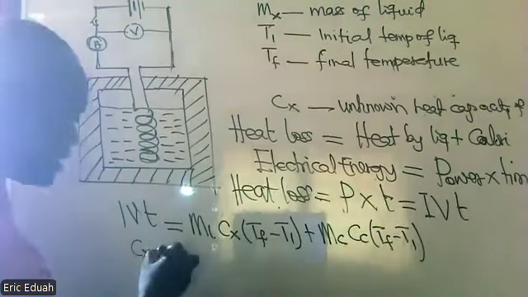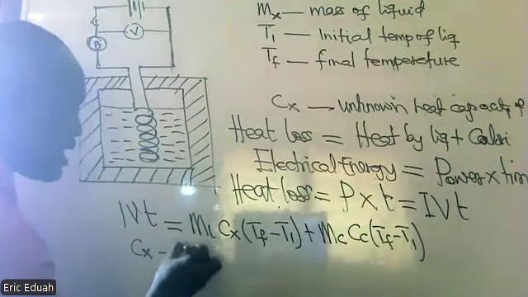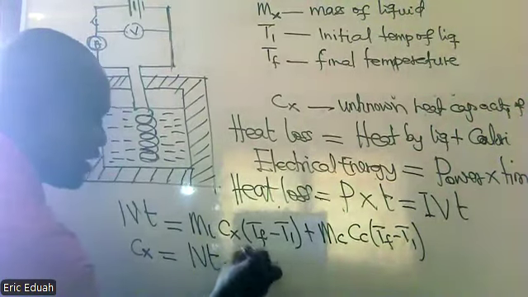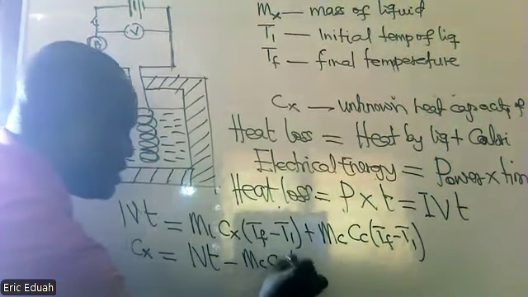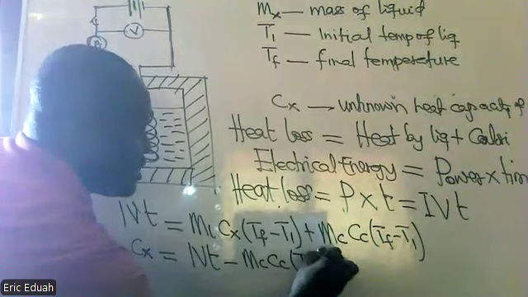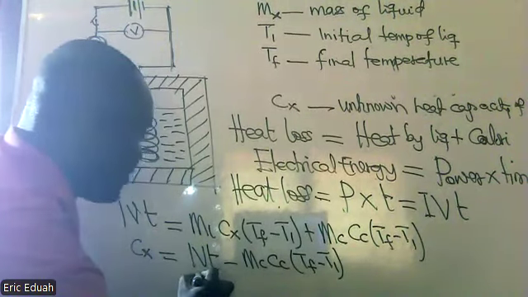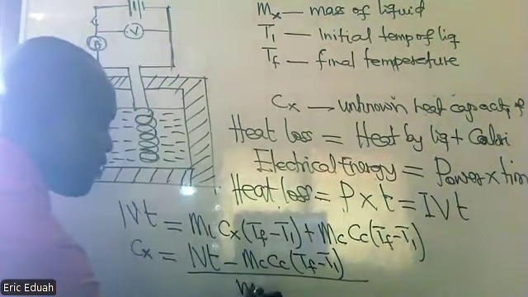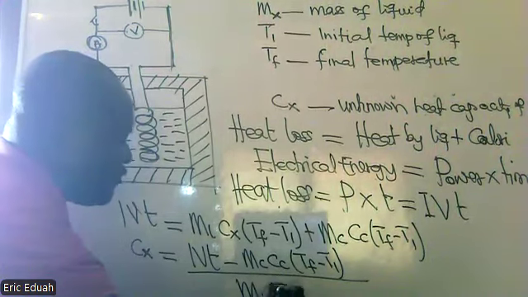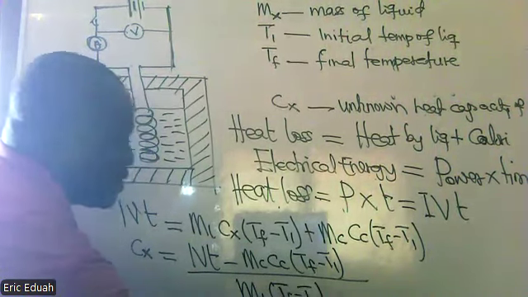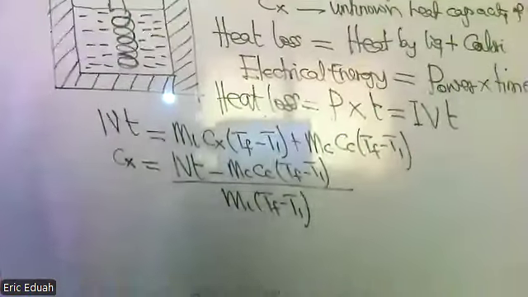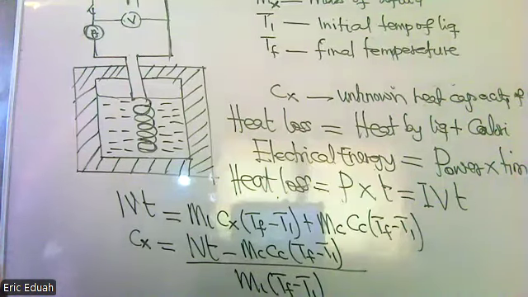in this case is equal to IVT minus MC CC TF minus T1, all divided by ML times TF minus T1. So simple. Class, I hope it is well understood.